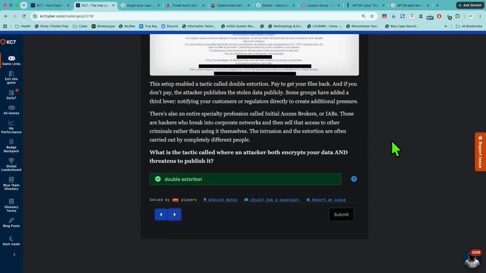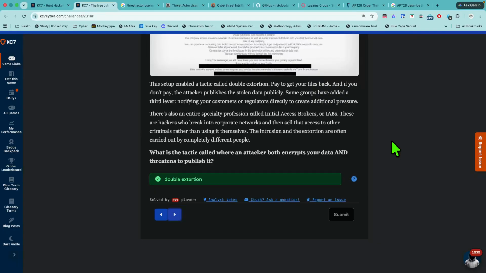This setup enabled a tactic called double extortion: pay to get your files back, and if you don't pay, the attacker publishes the stolen data publicly. Some groups have added a third layer, which is notifying your customers or regulators directly to create additional pressure. There's also an entire specialty profession called initial access brokers, or IABs. These are hackers who break into corporate networks and then sell that access to other criminals rather than using it for themselves. The intrusion and the extortion are often carried out by completely different people.